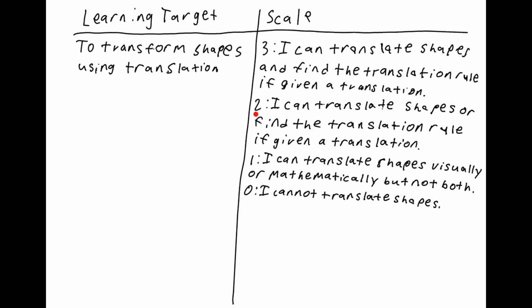A 2 will be you can translate shapes or you can find the rule, but not both. A 1 is you can translate shapes visually, like you can physically move them, or mathematically, you can move them using the math rule, but you can't do both ways. And 0, you cannot transform shapes.